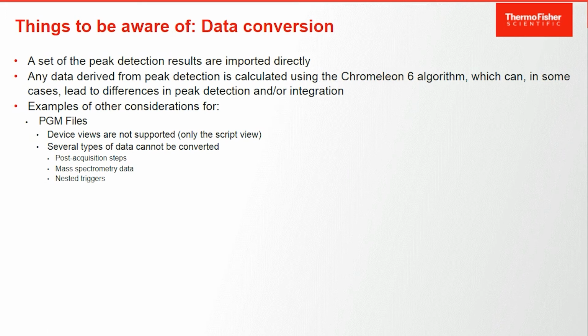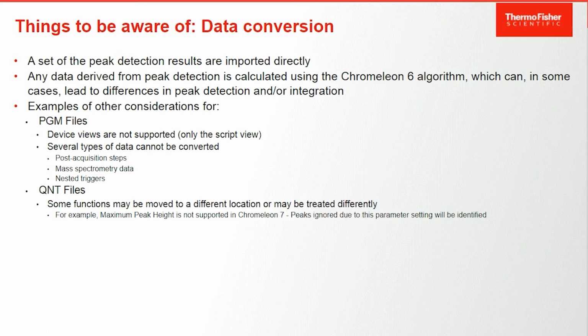For the quant files or the processing methods, things have moved, so you'd access them differently in Chromeleon 7 than you do in Chromeleon 6. And they may be treated differently. One example is the maximum peak height. It's not supported in Chromeleon 7 at all. So those peaks that are detected based on that value are ignored. But Chromeleon 7 will tell you that it's been ignored so that you're aware of where it's changed.